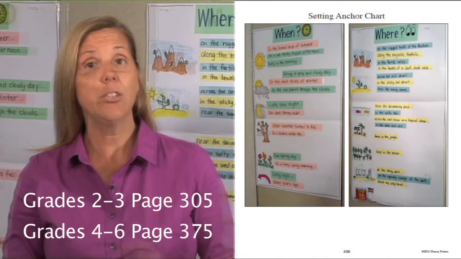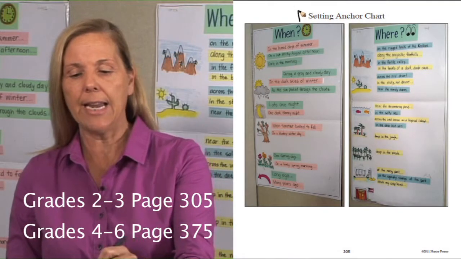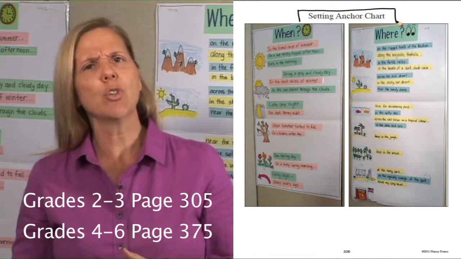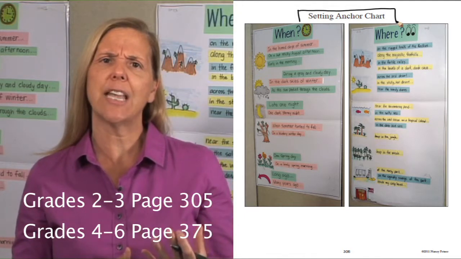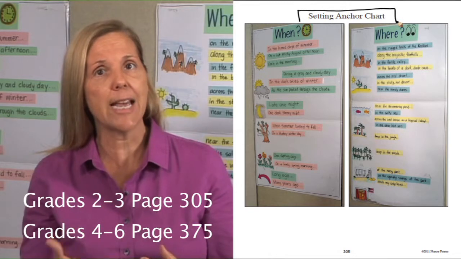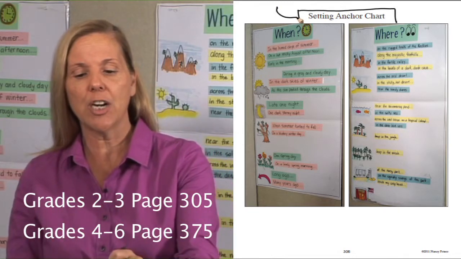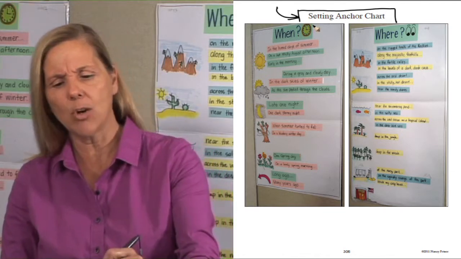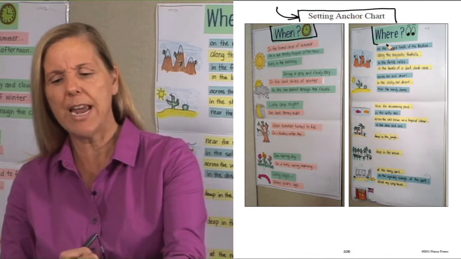On the facing page, you will see setting anchor charts. This is for narrative writing. When students are planning a story and they need to come up with a setting and how to say that setting, they can look at their setting anchor charts. How are the setting anchor charts set up? In categories, we have a when and we have a where.